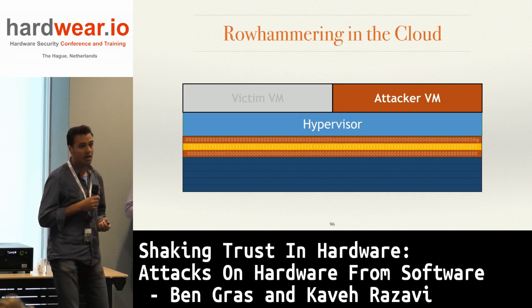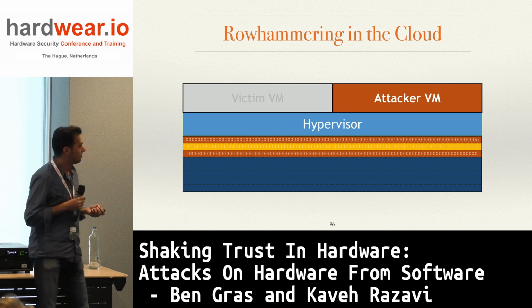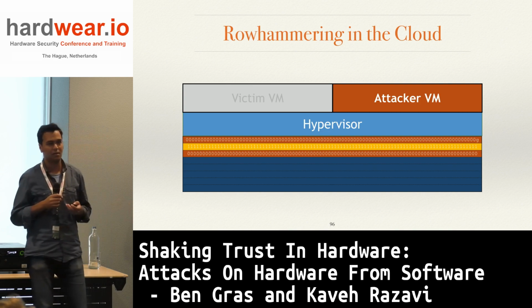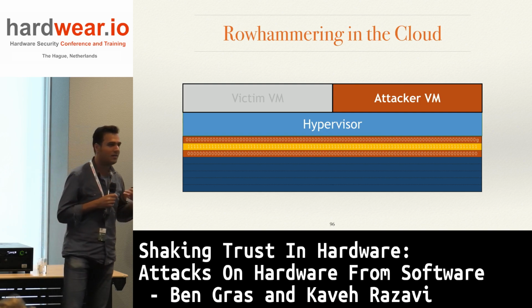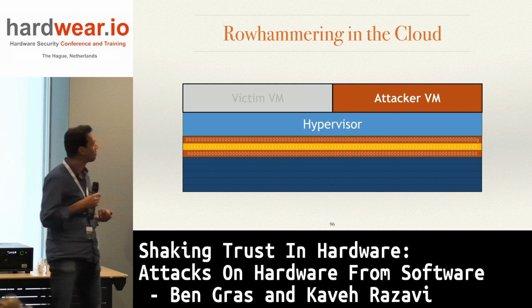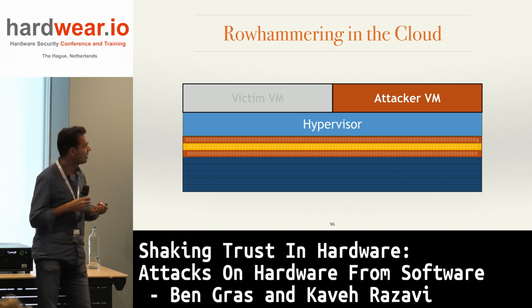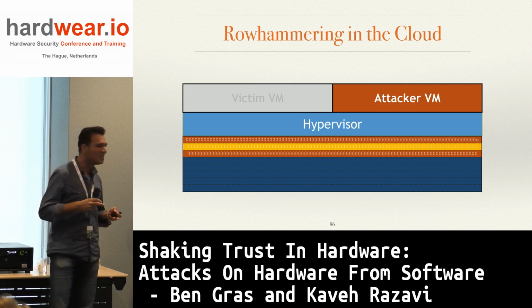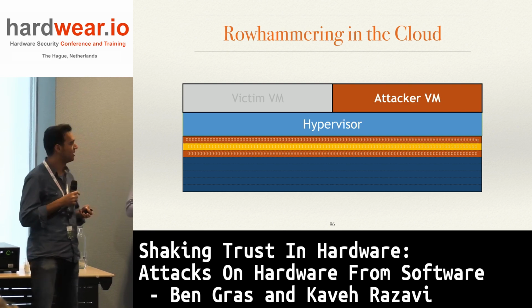And how would you do that in the cloud? You start a VM, and there's typically a hypervisor that makes sure that one VM cannot modify the memory of the other VM. But both of these VMs have access to the same hardware. And what we're saying in this talk is that you can't always trust the hardware, right?